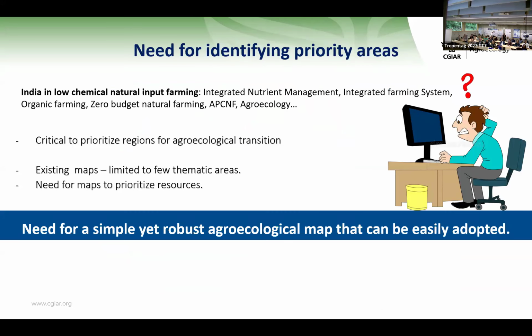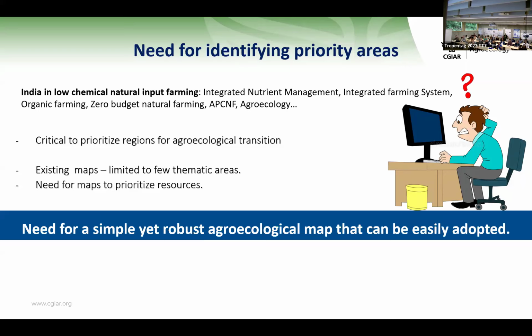To move away from these challenges, we need to identify priority areas to build sustainable farming practices, the regions that are best suited for integrated farming systems, agroecological practices, or zero budget natural farming. In India, there are already many practices going on. The world famous one is APCNF, Andhra Pradesh Community Managed Natural Farming. About 800,000 farmers are enrolled in that, and it's in only one state.